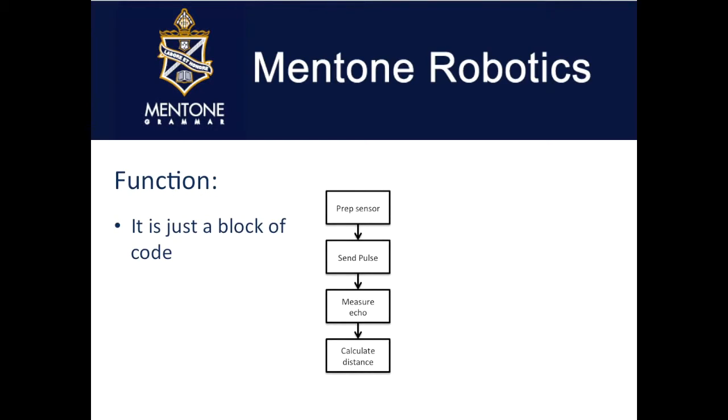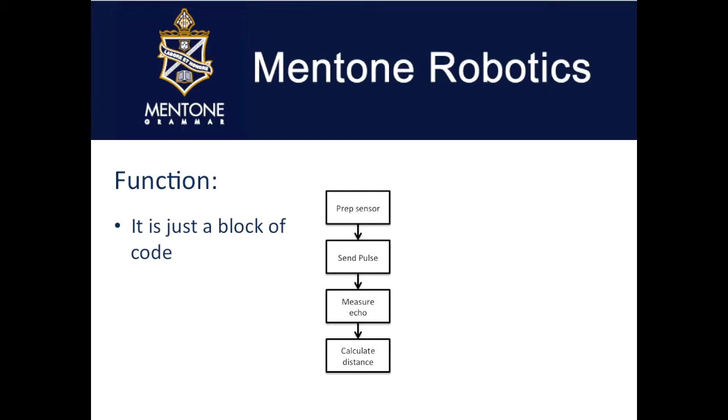So it's a block of code, and here you can see in the example, the flowchart that appeared on the screen just now is our ultrasonic sensor flowchart. So it preps the sensor, it sends a pulse, it measures the echo, and it calculates the distance. And every time we need to measure our distance, we need to do those 4 steps.